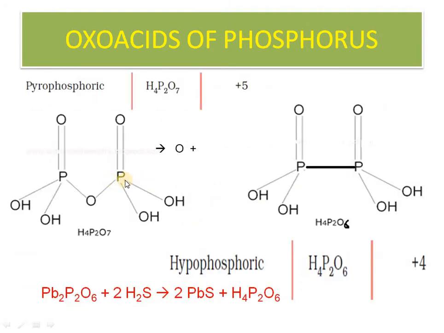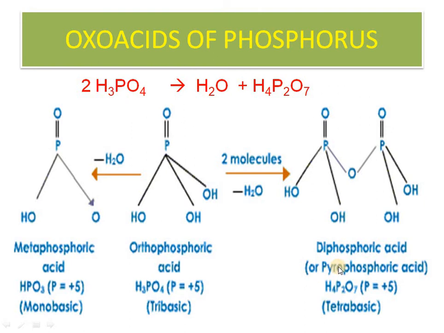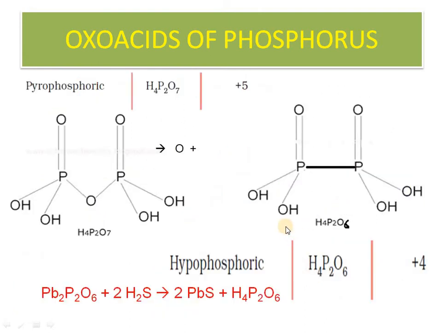Now this way pyro we have discussed, and from pyro you can change into hypo. Pyro is H4P2O7. Removal of one oxygen, this oxygen peroxide linkage we have removed, and you got here H4P2O6, that is hypophosphoric acid. As we told earlier, hypo will be having oxidation number less than the pyro or ortho. So here also +4 oxidation number is there.